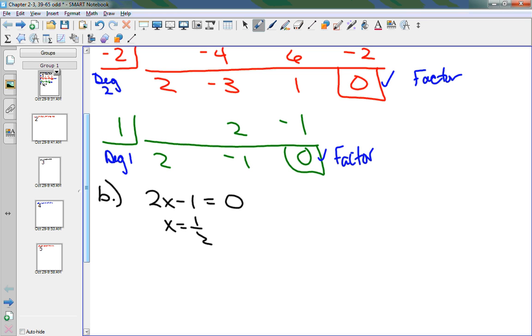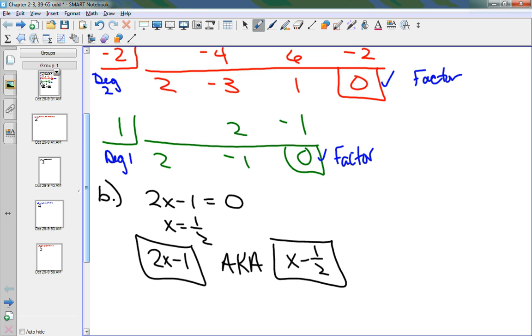Are you listening? Sometimes the back of the book is going to say your answers may vary, and this is why. 2x minus 1 is also known as x minus 1/2. Aren't they the same? Okay? So it doesn't matter whether your brain accepts it to be 2x minus 1 or if your brain accepts it to be x minus 1/2. You're both right. So this is the remaining factor, either or. Okay? Do we understand that? Either or.